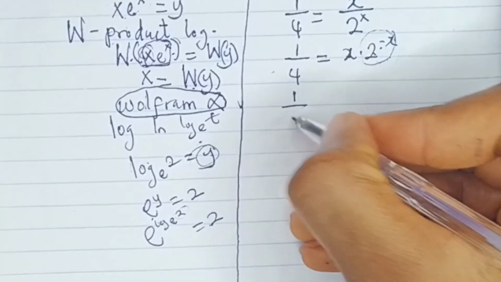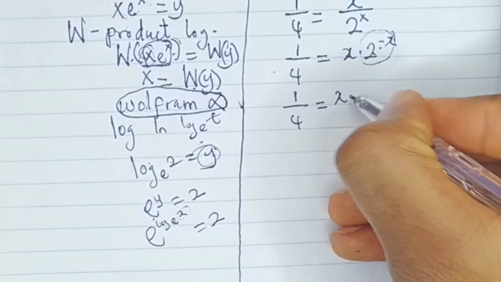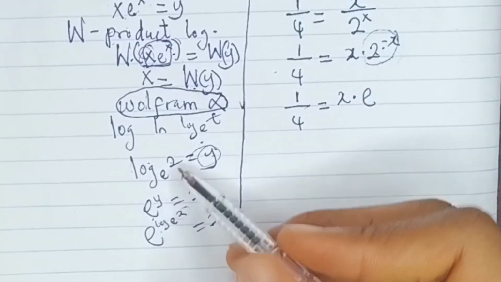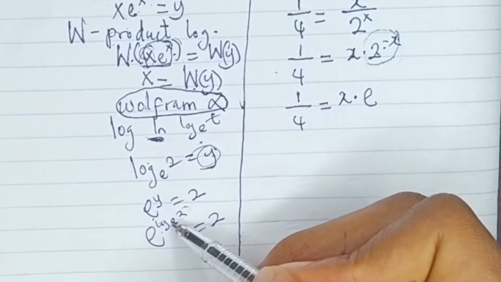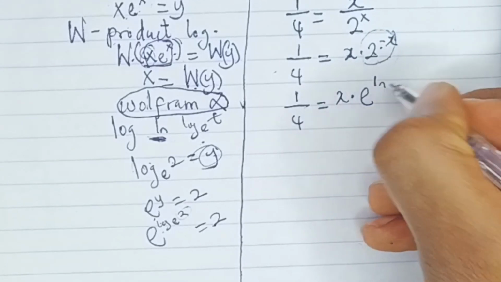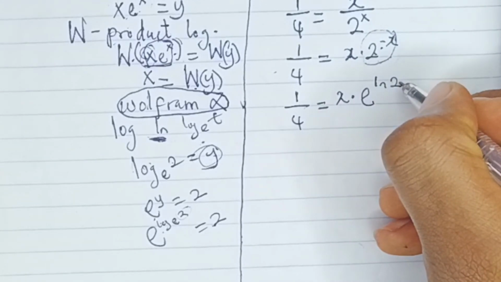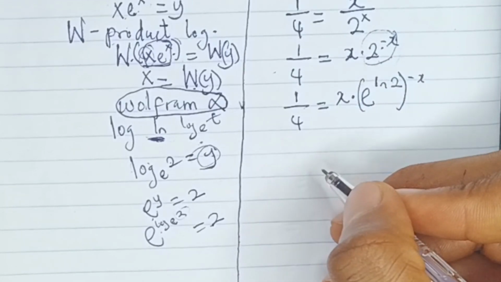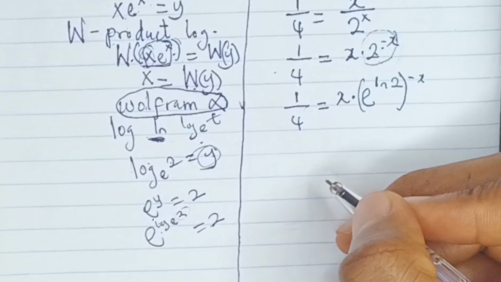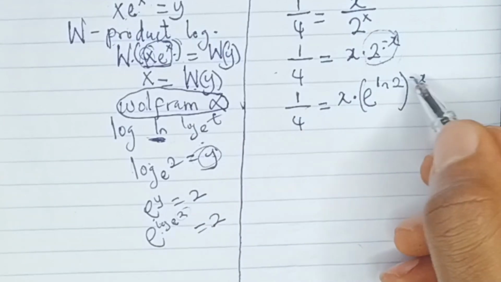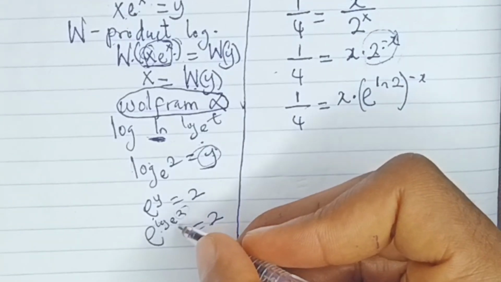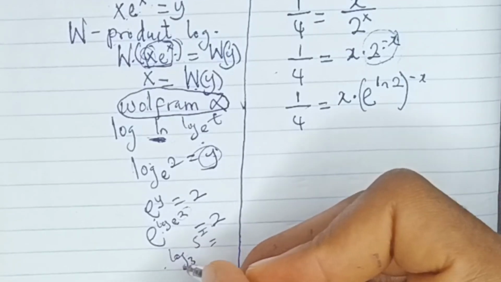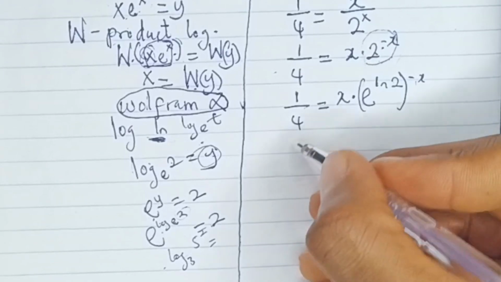So what I also have is that 1 over 4 is equal to x times e raised to the power, now log in base e of 2 is the natural log, that's ln of 2. So I can easily replace this with ln of 2, all raised to the power of negative x. Now, this is another place where I do something interesting. Remember from your indices that when you have something like log in base 3 of 5 raised to the power 2, you can write this as 2 times log in base 3 of 5. So I can go ahead and do it here again.